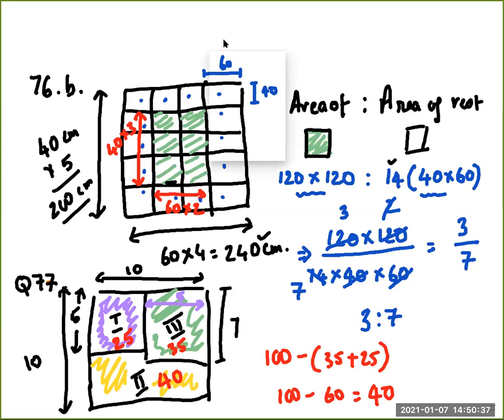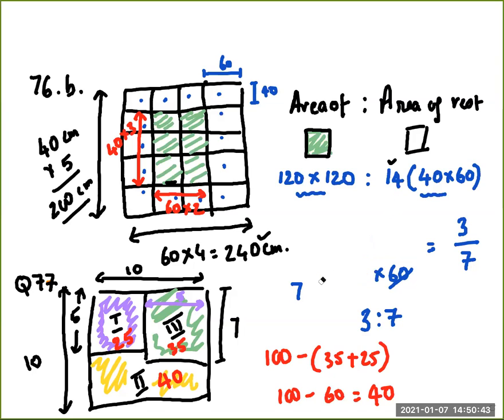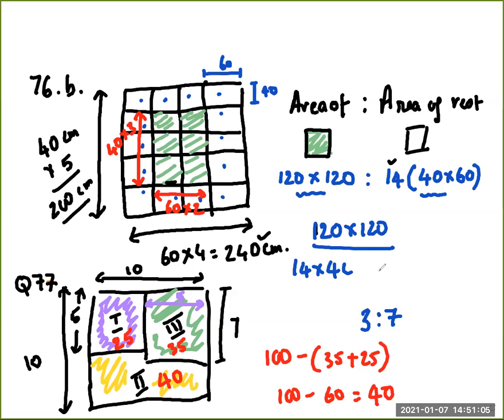So the neat trick that I was talking about, and I'll demonstrate it again so that it's clearly visible, is that now you try to find the ratio between these two areas. So it will be 120 times 120 divided by 14 times 40 times 60. Don't be confused by the brackets. The bracket just says that I have to multiply the 14 with the 40 and the 60. I'm just writing it as 14 times 40 times 60. Same thing.